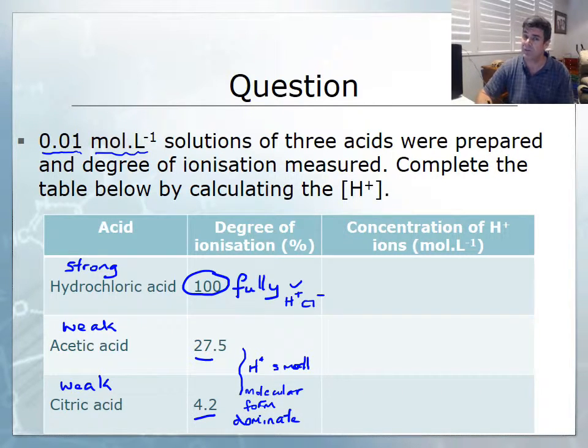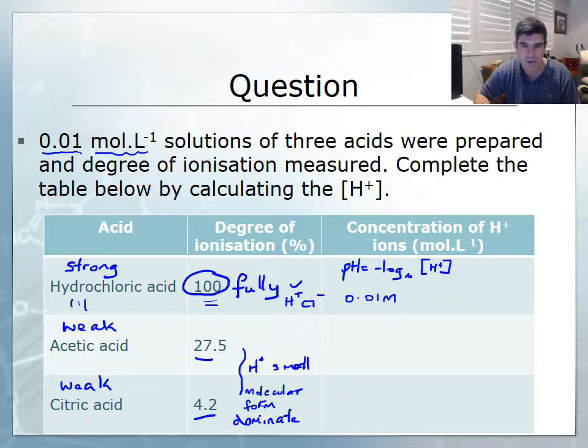Is there any way we could convert this? Well, there is, and perhaps you might like to have a little go at this. The first one should be fairly straightforward, particularly if we remember that pH is equal to minus log base 10 of the concentration of H+ ions. If 100% of the HCl is ionized, that means that because it's a 1-to-1 ratio, we would have a 0.01 molar solution of H+ ions, and therefore the pH will be equal to 2. Stick it in the calculator if you're not sure, but that's what it would be.